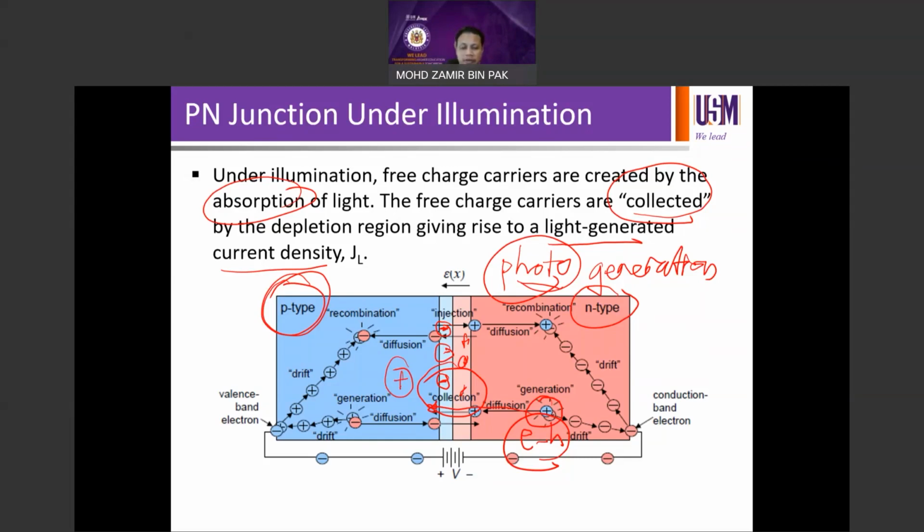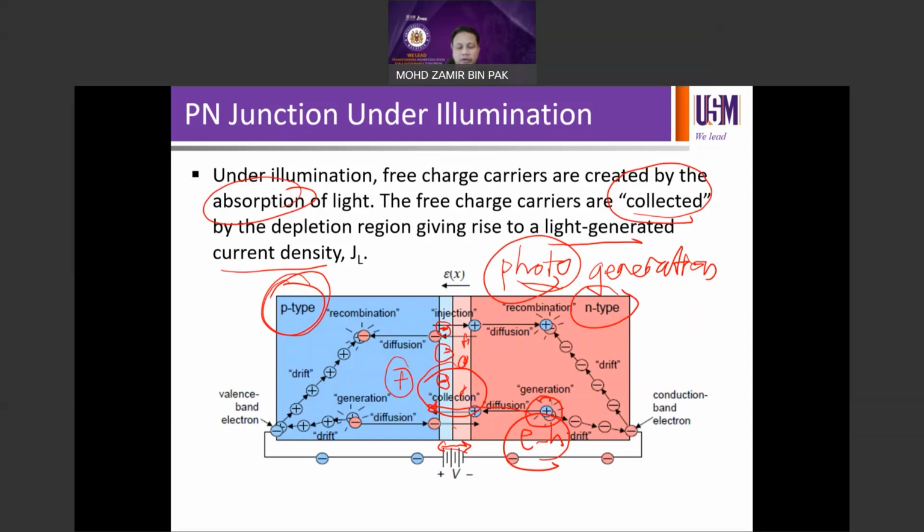And we assume that there is no recombination happening within this depletion region. So that means as long as the hole crosses the junction, the depletion region, there's no recombination in this region, and we can just assume that the hole is collected into the p-type, right? And the same thing happens to the electron as well.